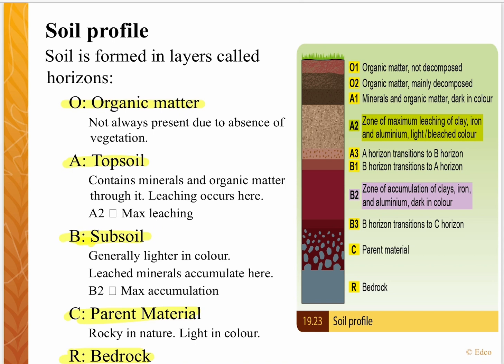Another point I'd put in, trying to get the last few marks, is that A2 is where your eluviation, your EL, is going to take place. That is your zone of max leaching. And then B2 is where your iron pan or your hard pan is going to form, is your max accumulation. So that's your illuvial zone.